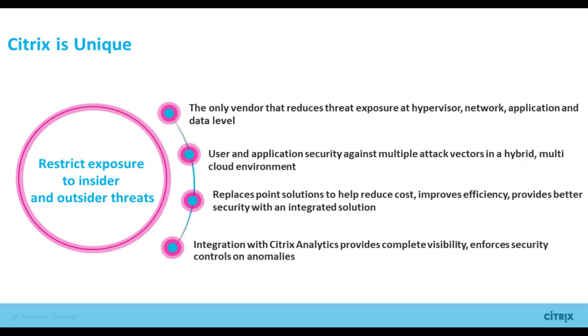Obviously, we spoke about the user and the application level security against the multiple attack vectors in a hybrid and multi-cloud environment. So wherever your applications are, whether they are deployed in AWS, in Azure, or in your data premise, whether they are SaaS, being accessed from mobile devices, or being accessed by users in different geolocations, and so on and so forth, we can actually take care of all these different attack vectors at all these different levels of the stack.